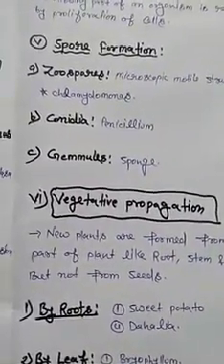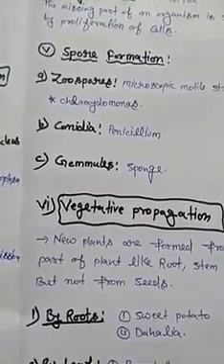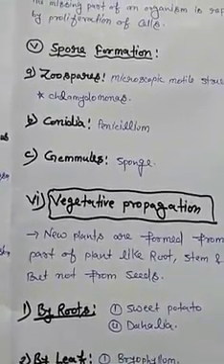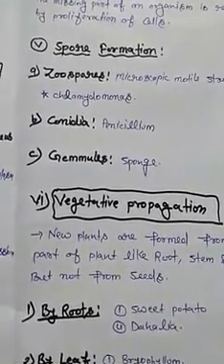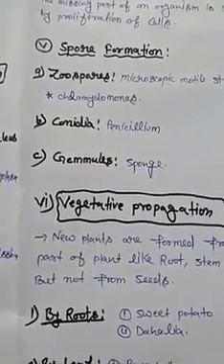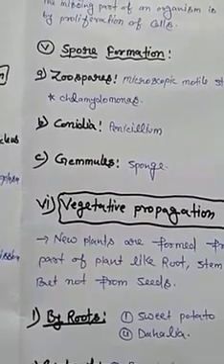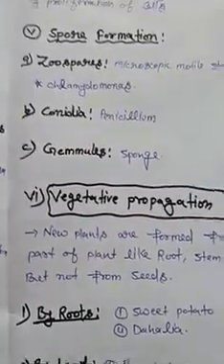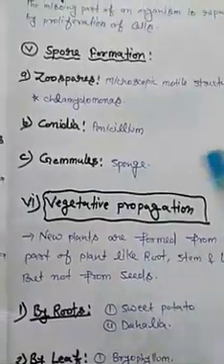Next type of spore formation is gemmule. Gemmule is also known as internal bud. One type of asexual reproduction is budding. Budding is the external bud and gemmule is the internal bud. So internal asexual reproductive units are called gemmules, and an example of gemmule is sponge.